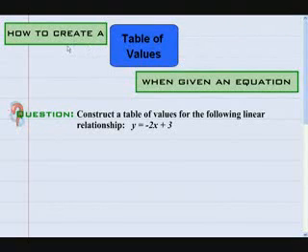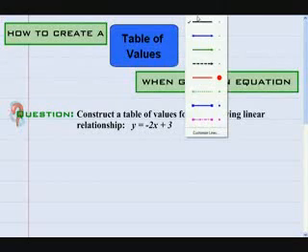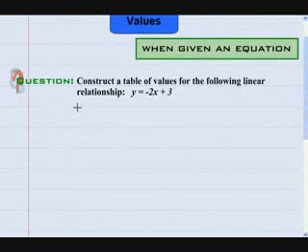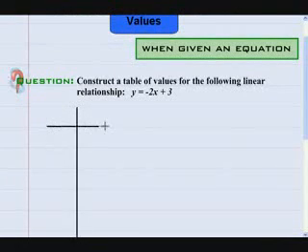In this tutorial, I'll be showing you how to create a table of values when given an equation. Now the question is, construct a table of values for the following linear relationship. What we're going to do is start by creating a table. We're going to identify our x variable and our y variable. Now, a linear relationship is made up of a bunch of points. When they ask us to construct a table of values, what we want to do is find some points that are on the line.